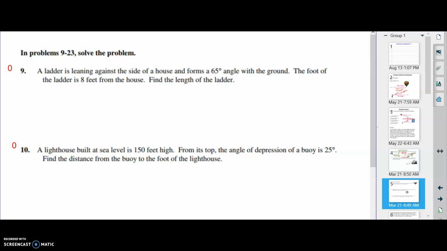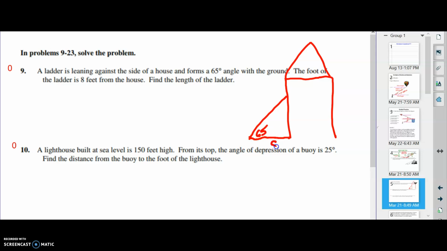All right, so these ones I don't have a picture. So I think there's 3 that you actually have to draw your own picture and then solve. So this one, a ladder is leaning up against the side of a house. So I draw my house. Here's my house. Okay, and here's the ladder leaning up against it. All right, and it says it forms a 65-degree angle with the ground. So here's the ground. So my angle is 65 in there.